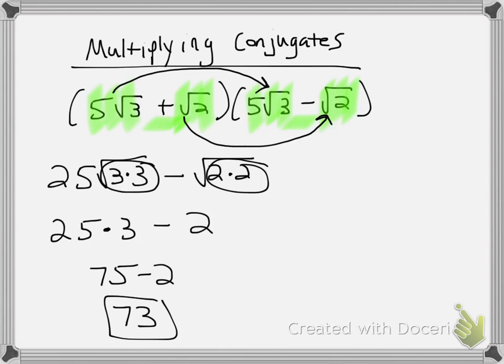Now, this only works. You are only going to do this if they are conjugates. So you have to recognize that. Recognize everything is the same except for the operations. And if that's true, then you can do this. If not, multiply everything out, distribute it all, and you're going to see that you're eventually still going to get 73. This is just a more efficient way to be able to solve all this stuff. But that's multiplying your conjugates.